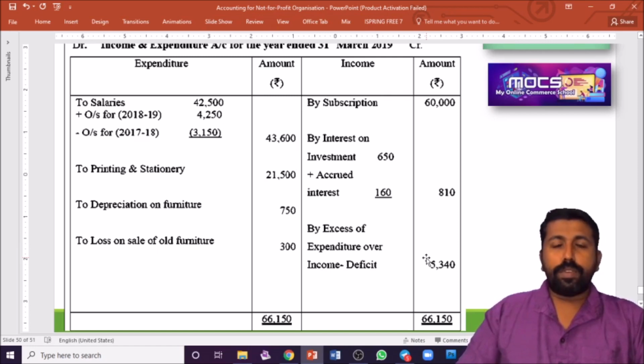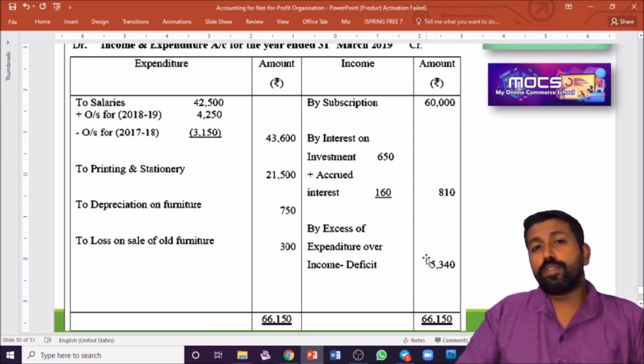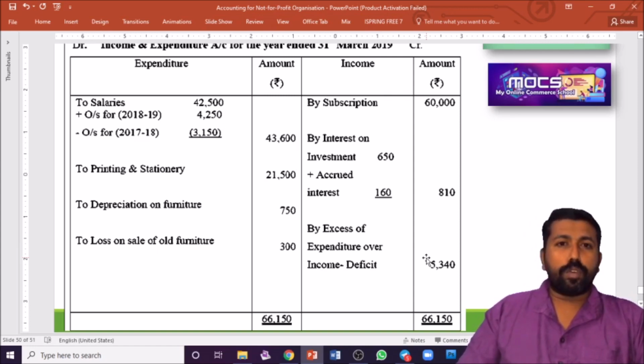So this chapter is finished. In this chapter, we have learned a lot of things related to the preparation of final accounts of non-profit organization, not-for-profit organization. Hope it is very clear for you.